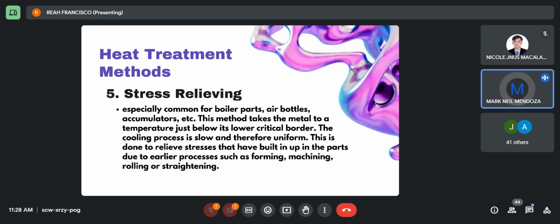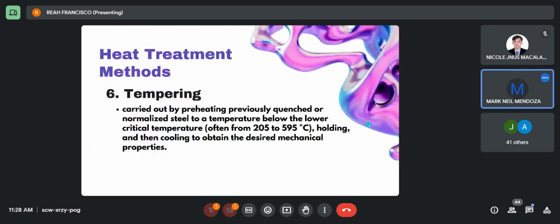Next type is the tempering. Tempering is carried out by preheating previously quenched or normalized steel to a temperature below the lower critical temperature, often from 205 degrees Celsius to 595 degrees Celsius, holding and then cooling to obtain the desired mechanical properties. So what are the processes involved in tempering?